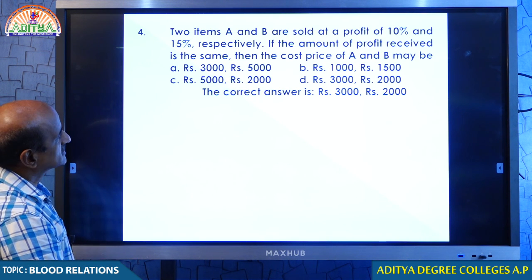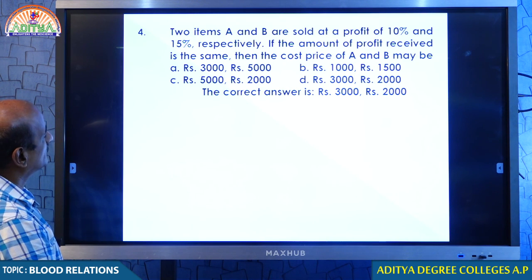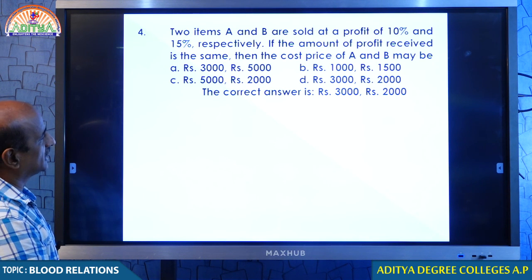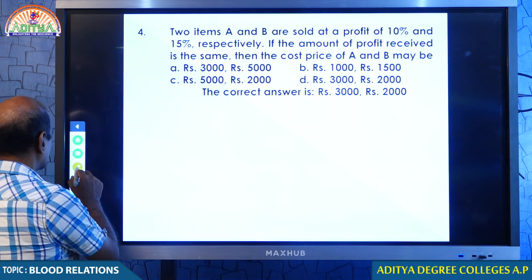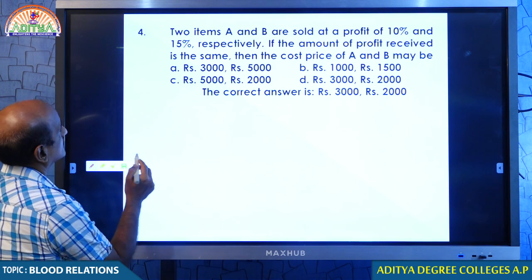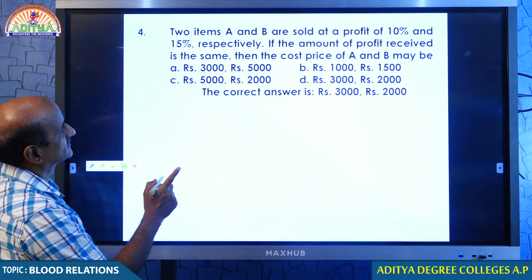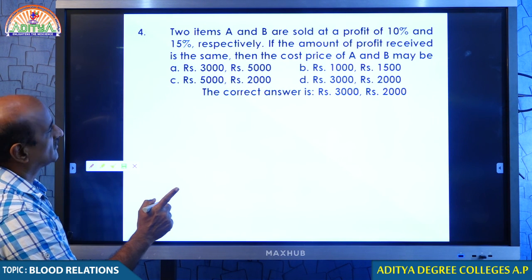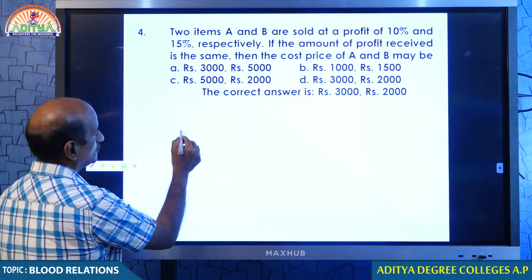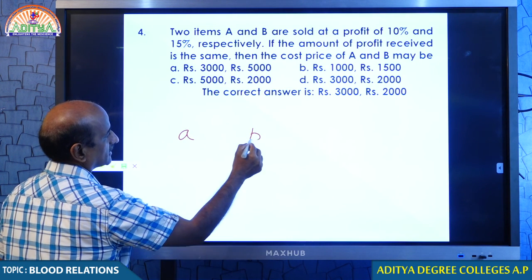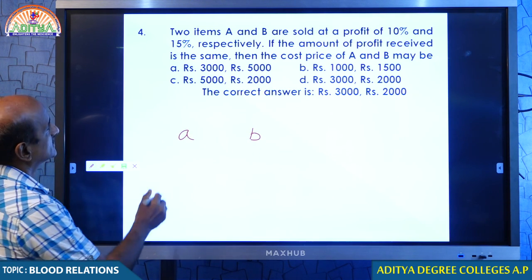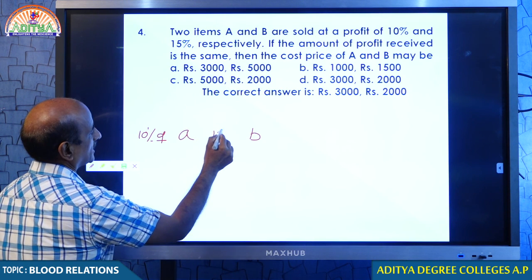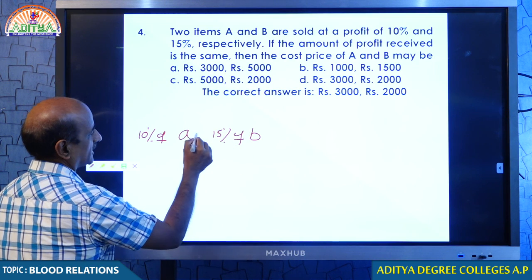Two items A and B are sold at a profit of 10% and 15% respectively. If the amount of profit received is the same, then the cost price of A and B may be? Come on student, what do you understand from this? Two articles were sold at a profit of 10% and 15%. The amount of profit received is the same. Let the two items be A and B. Ready? So 10% of this item is equal to 15% of another item.